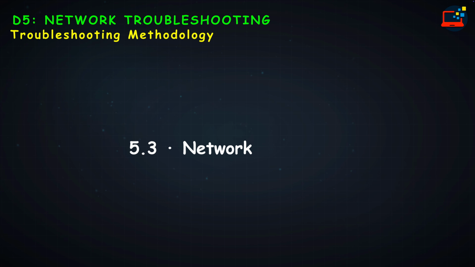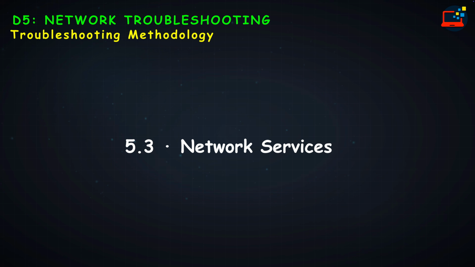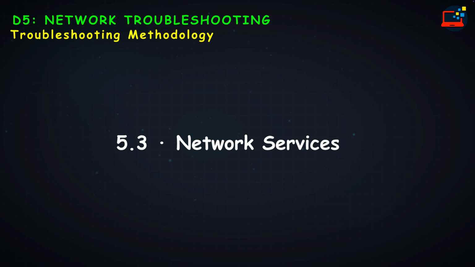5.3 is the common issues with network services. This is where the network is physically fine, the cables are good, but traffic still does not get where it should because something in the switching or the routing logic is wrong. We will take switching first, then routing.